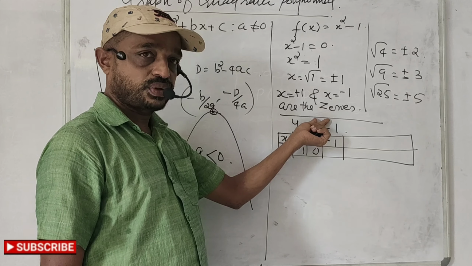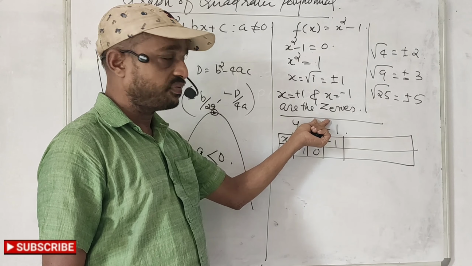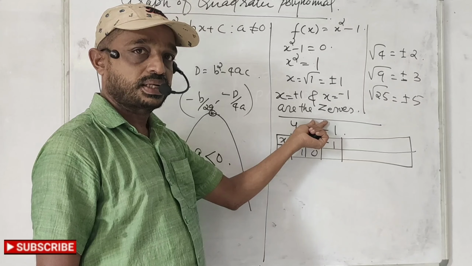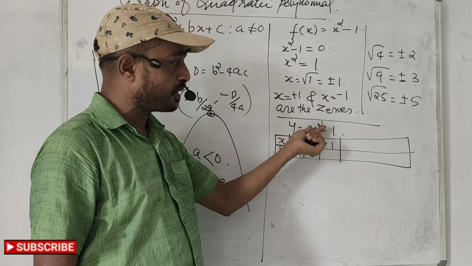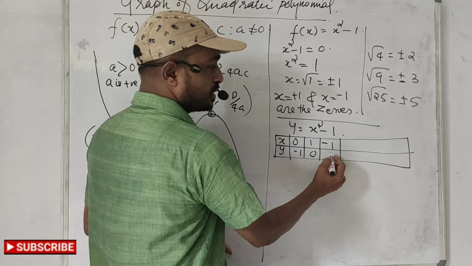Minus 1 square. What is that? It is plus 1. When we take the square of a negative number, it becomes positive. Minus 1 square is plus 1. 1 minus 1 is 0.